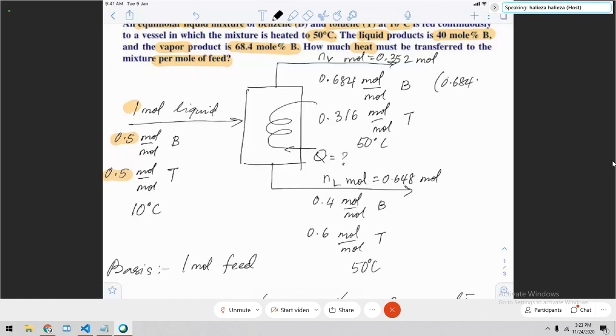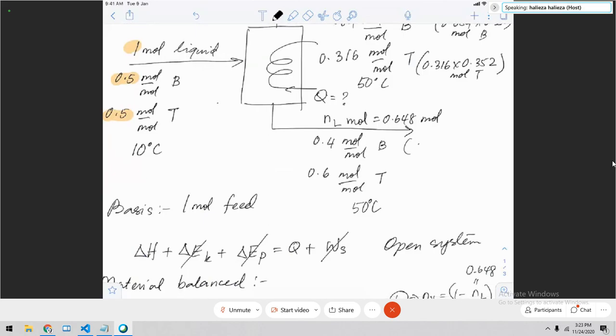times 0.352. That is the amount of benzene. Mole of benzene. Over here, your mole of toluene, 0.316 times 0.352. That equals the mole of toluene. If you multiply that out. Okay. And for here, your mole of benzene is 0.4 times 0.6848. That is your mole of benzene. Over here, 0.6 times 0.648. That's your mole of toluene.